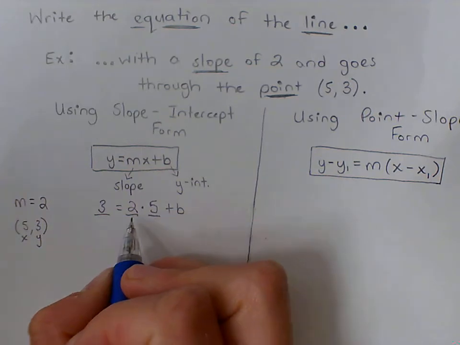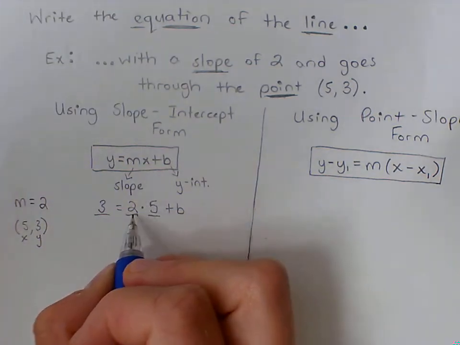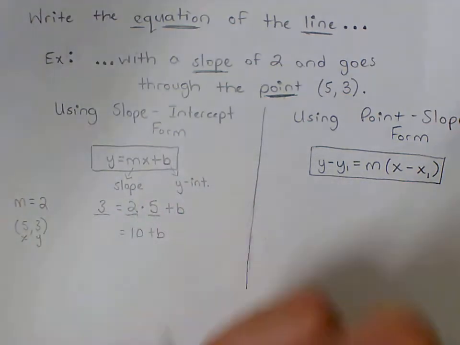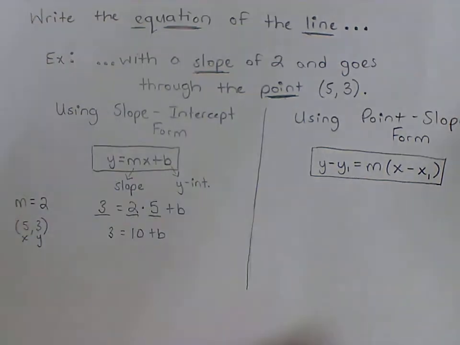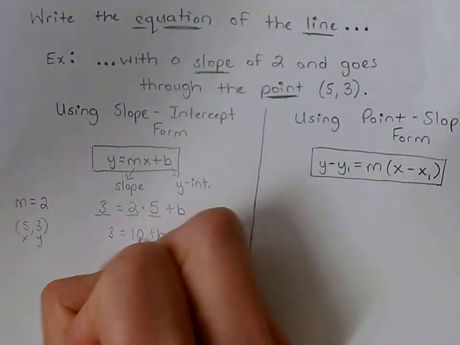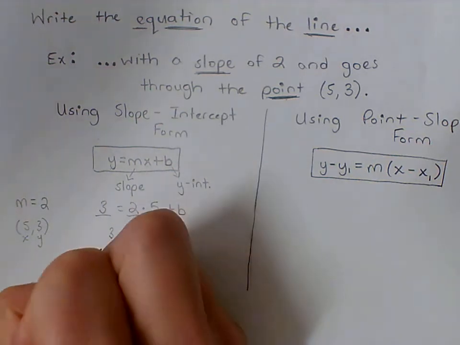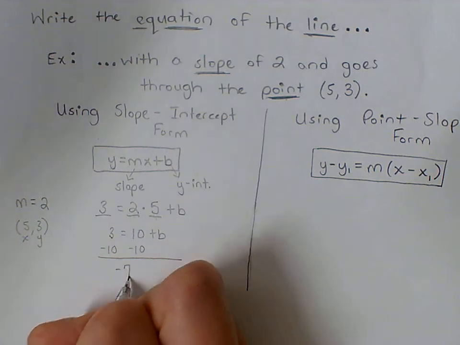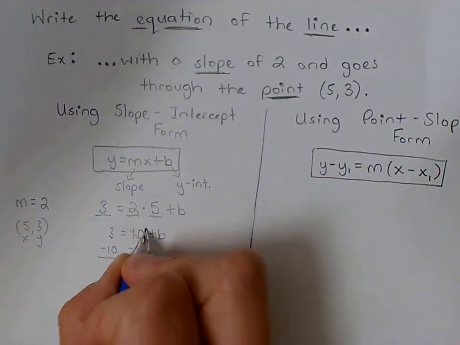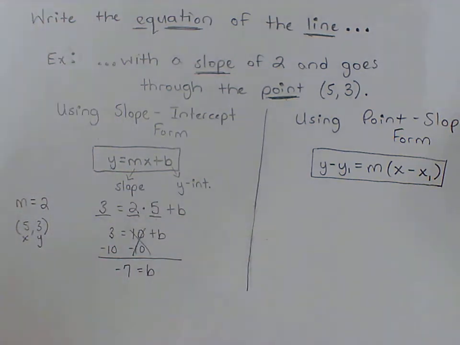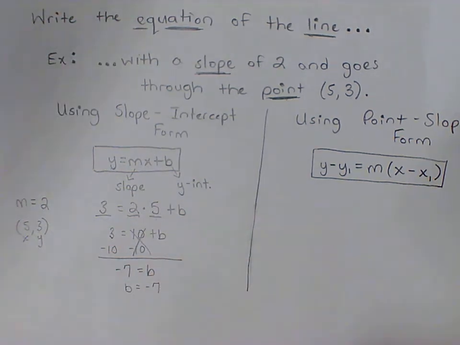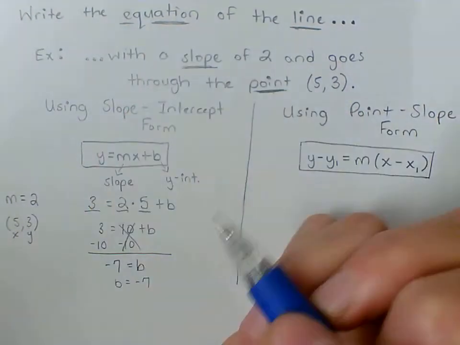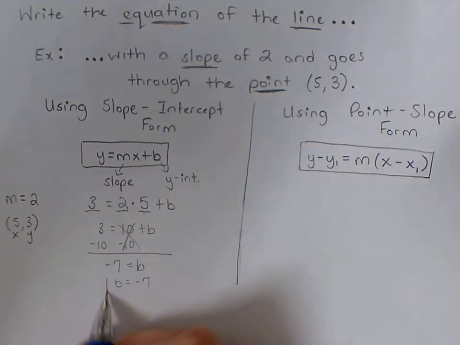Remember, you have to simplify on each side first, and we do the multiplication. So we've got 2 times 5, which gives us 10 on this side, and I'm just going to bring down my plus b. Then I bring down my 3, and I have to solve. To do that, I have to get my 10 to the other side, so I'm going to subtract it from both sides. 3 minus 10 is negative 7, and those cancel out. So my b, which is my y-intercept, is negative 7. Now I have everything that I need to be able to write the equation of the line, because I know what my y-intercept is now.